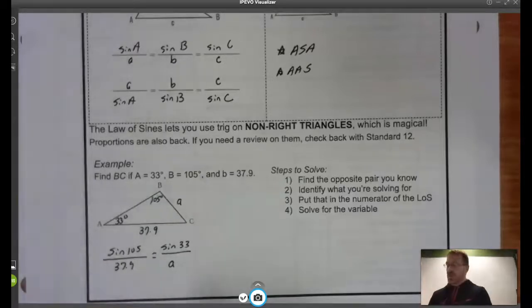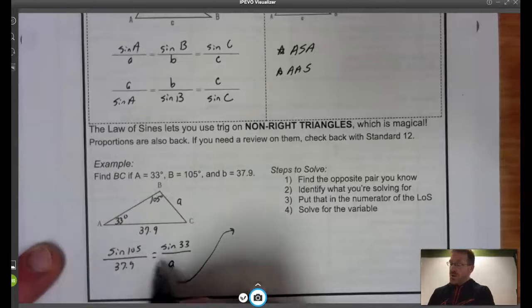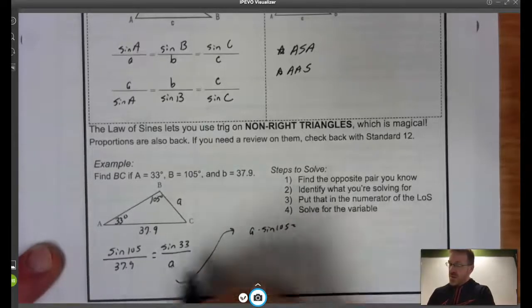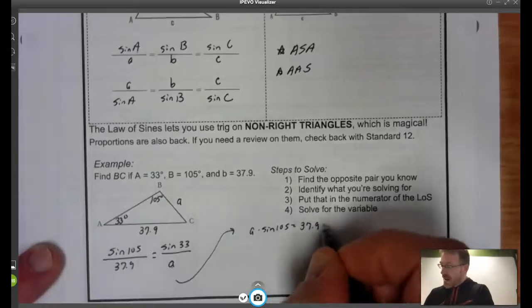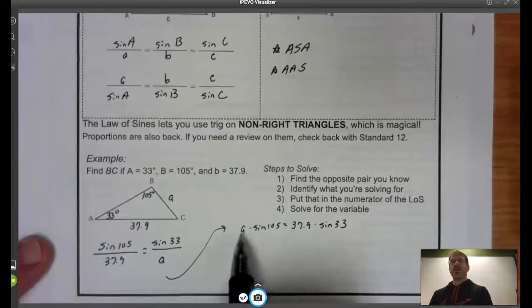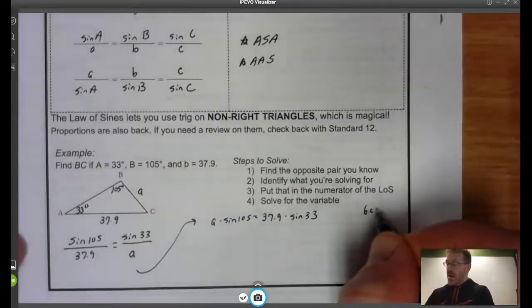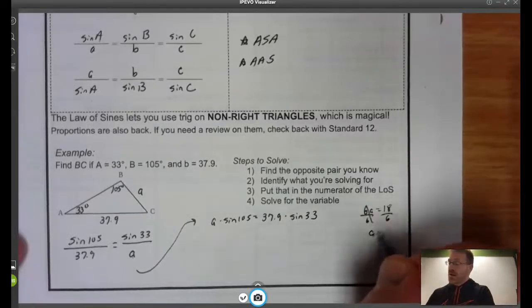But I'm going to cross multiply, and I'm going to do that right here. I'm just going to bring that up right here. So when I cross multiply here, I get A times the sine of 105 equals, and then when I cross multiply here, I get 37.9 times the sine of 33. And then just like I would anytime, if I had 6A equals 18, I would divide by 6 on both sides to get my value.